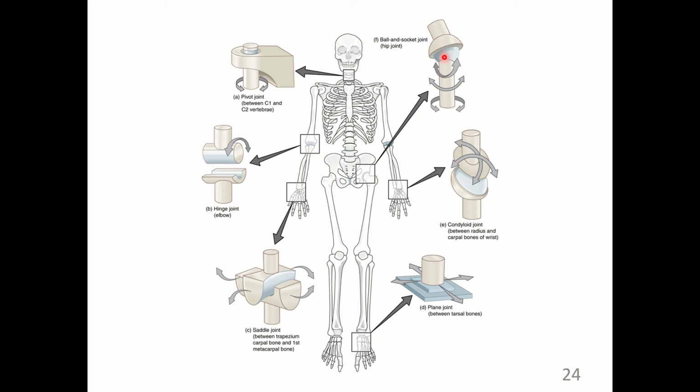And then this is the ball and socket joint. So notice that it looks like a ball in a socket, and this is in the hip bone in this instance. And yes, the hip bone can do flexion and extension, abduction, adduction, circumduction, all kind of stuff.